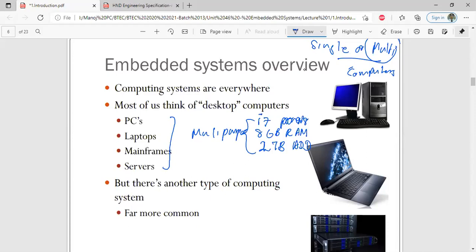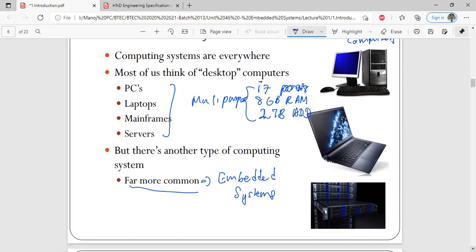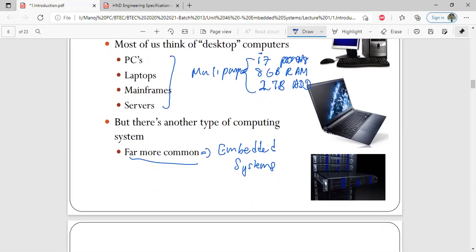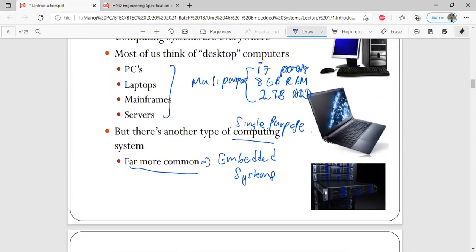But there's another type of computing system, and they are far more common. That is what we call embedded systems. Embedded systems are also computers, but they are single purpose devices, right? Single purpose devices.